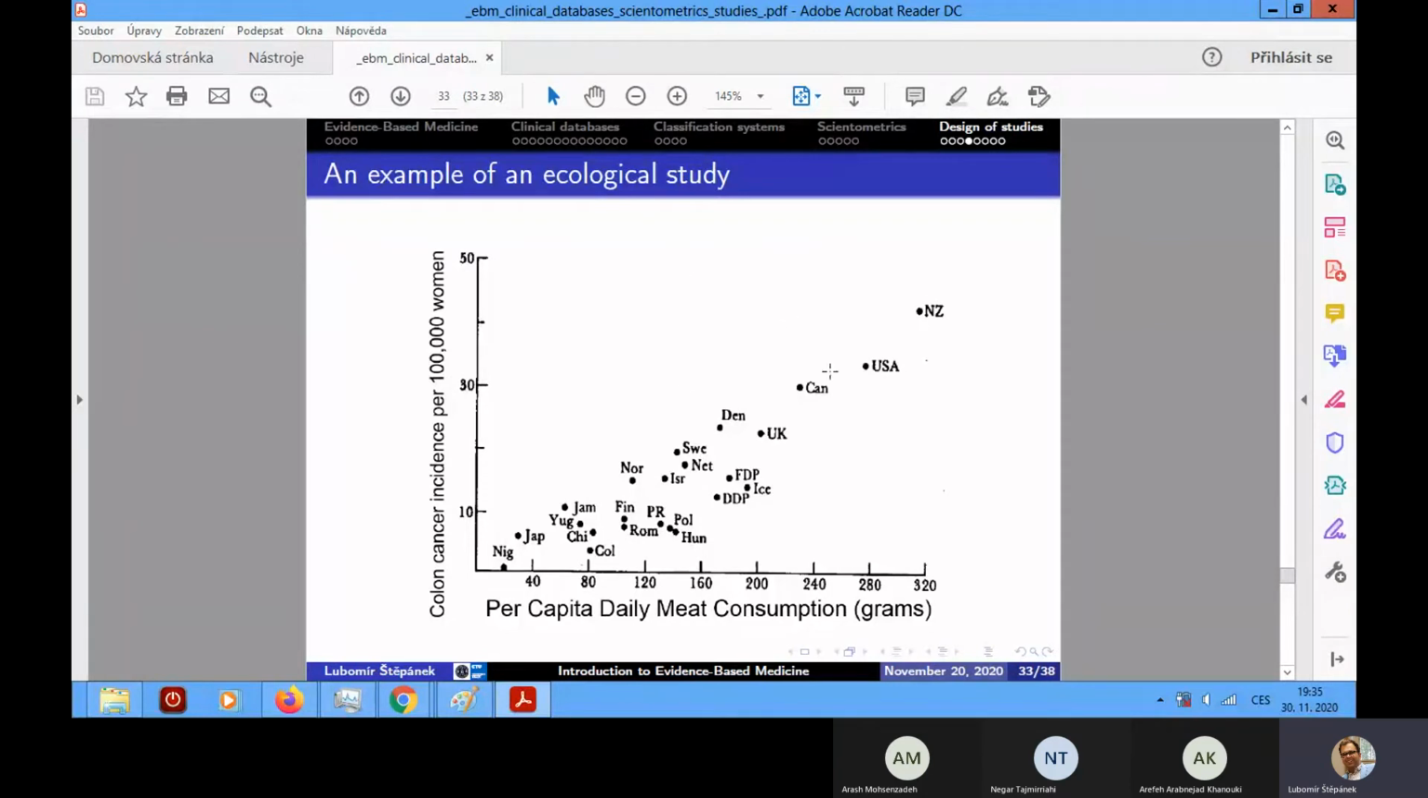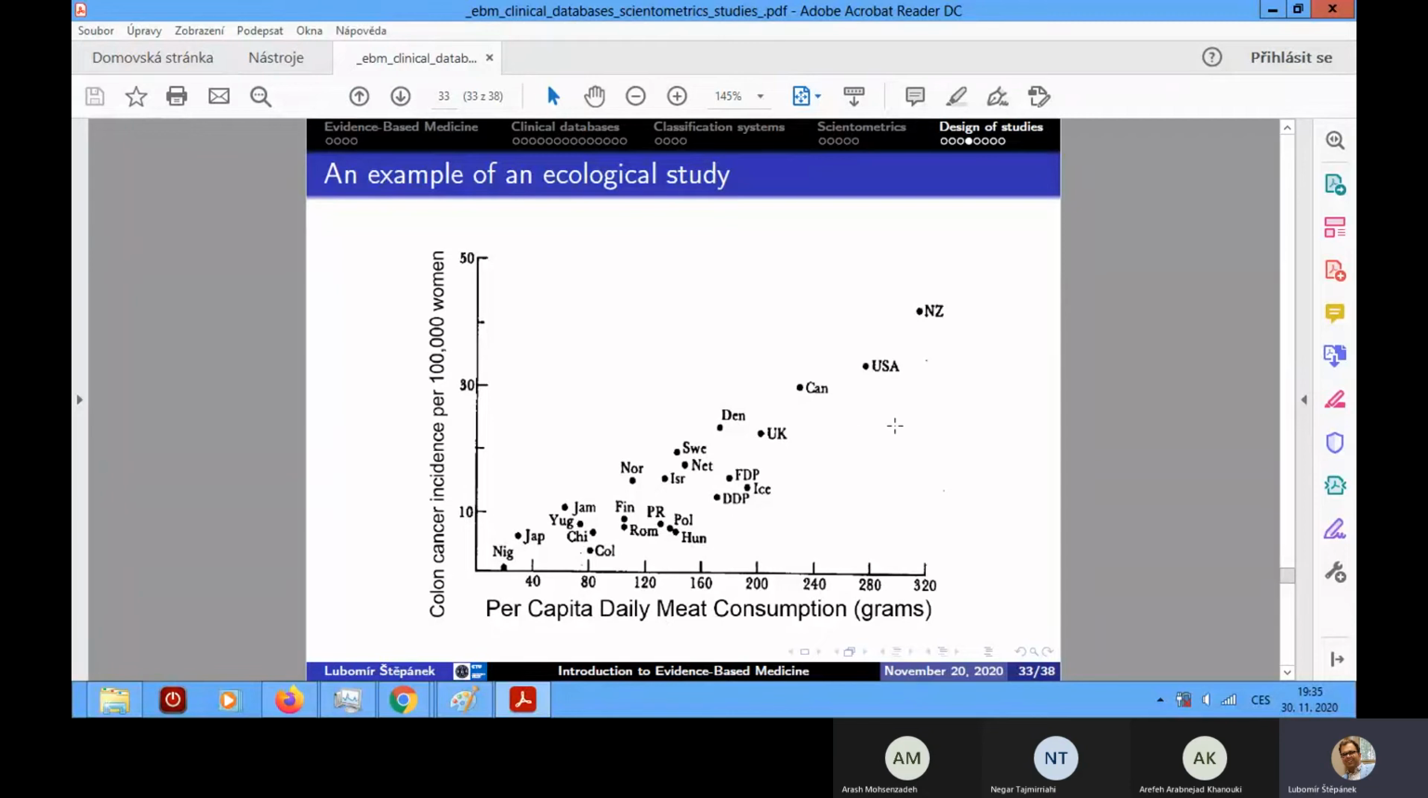So the problem of an ecological study is that these two subpopulations are very likely totally different, and I bet my trousers that the women with colon cancer are exactly the ones who don't consume so much meat, and vice versa. The people who consume meat at such high levels, at some grams daily, are exactly the ones who, for example, are not going to get colon cancer. So these two subpopulations are totally different, which means there is absolutely no causality between these two variables.